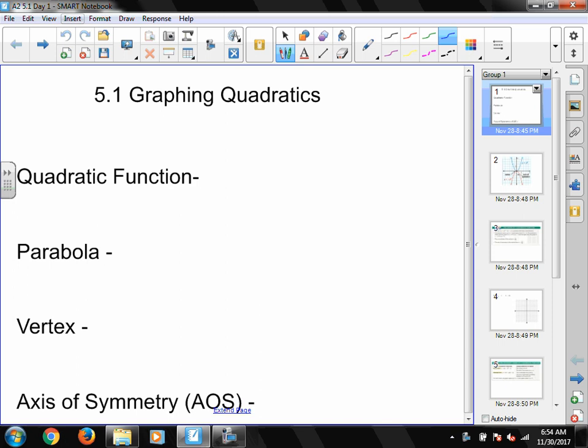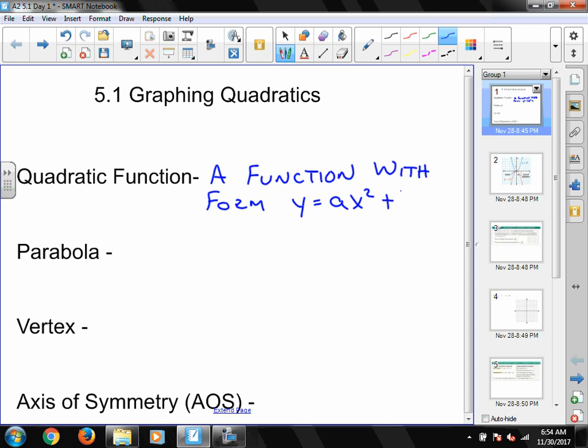A quadratic function is a function with the form y equals ax squared plus bx plus c, where a, b, and c are just going to be the coefficients. If you look at bx plus c, that's the equation of a line. The difference between a line and a quadratic is that x squared term. It's going to do some different things with our graphs.